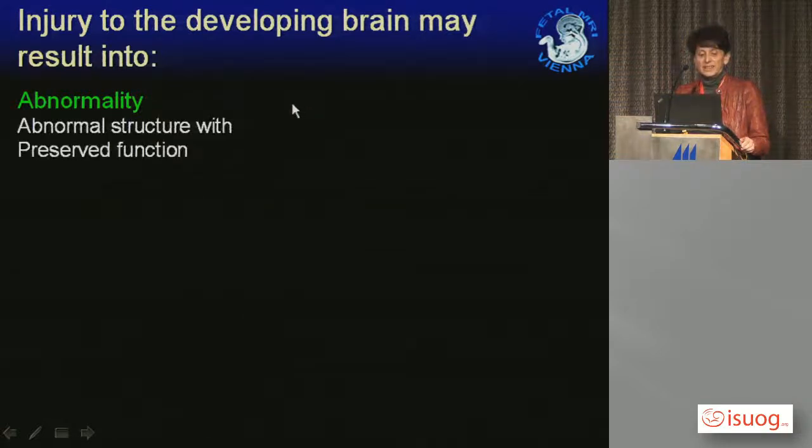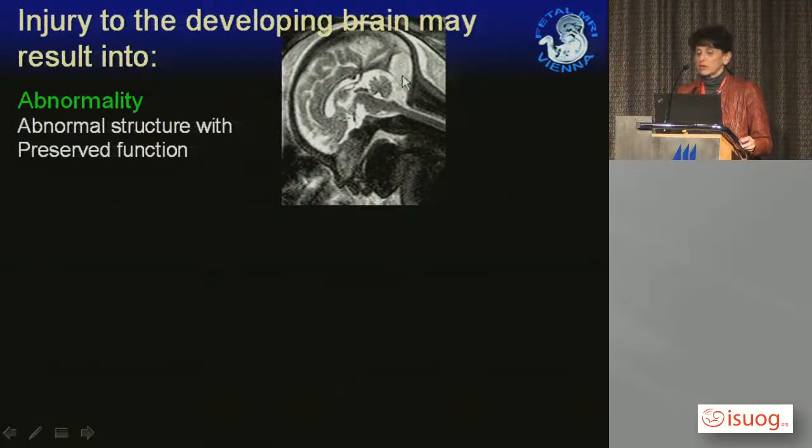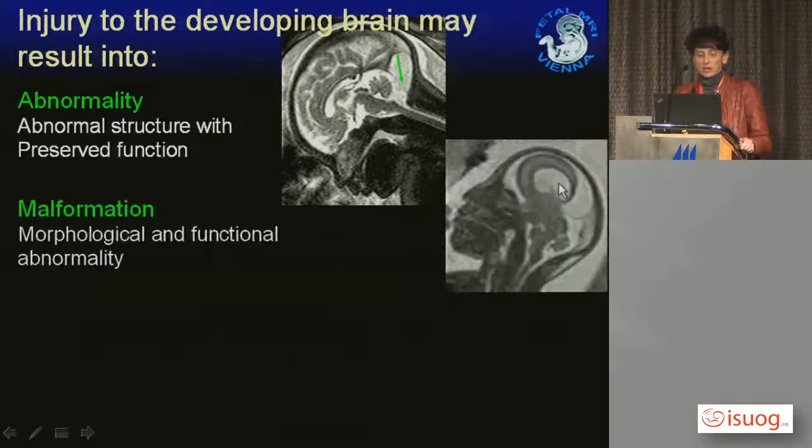An injury to the developing brain just in common may result in an abnormality or anomaly. What is this? It is an abnormal structure but with preserved function. We just heard about the megacisterna magna. That is per se not a malformation that has a consequence. A malformation is an abnormality that is not only morphologically abnormal but also functional.